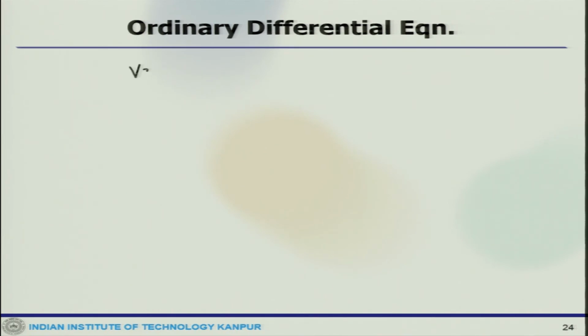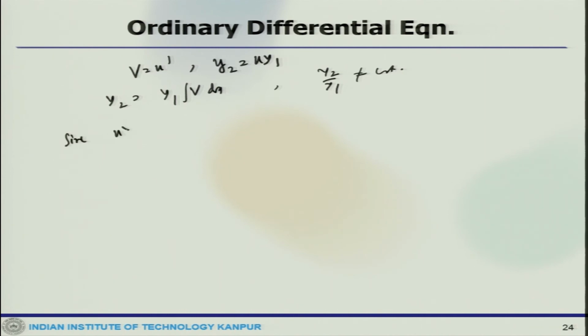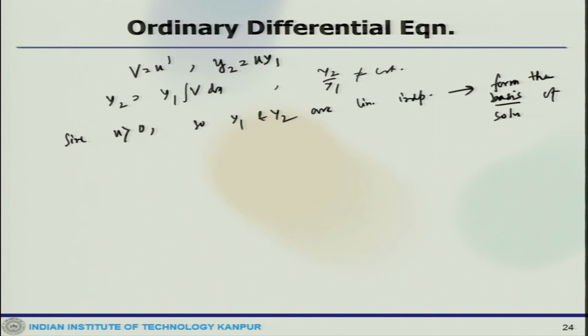Now, we have v equals u prime and y2 equals u y1. So, we get y2 equals y1 times integral of v dx. So, y2 by y1 is not constant, since u prime is greater than 0. So, y1 and y2 are linearly independent, and that forms the basis of solution for the homogeneous equation. So, here we can see that if we know one solution, we can find out the second solution.